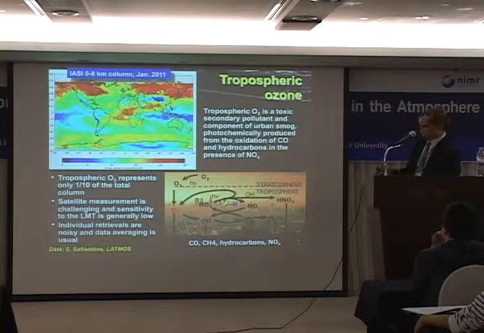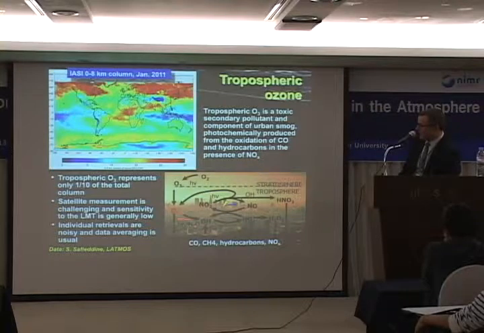Tropospheric ozone. This is another gas, obviously, which is very related to atmospheric air quality. This is a toxic secondary pollutant, as I mentioned. It's formed from mixing of NOx and volatile organic carbons and CO and things like that. And the oxidation of these chemicals in the presence of the NOx forms tropospheric ozone.